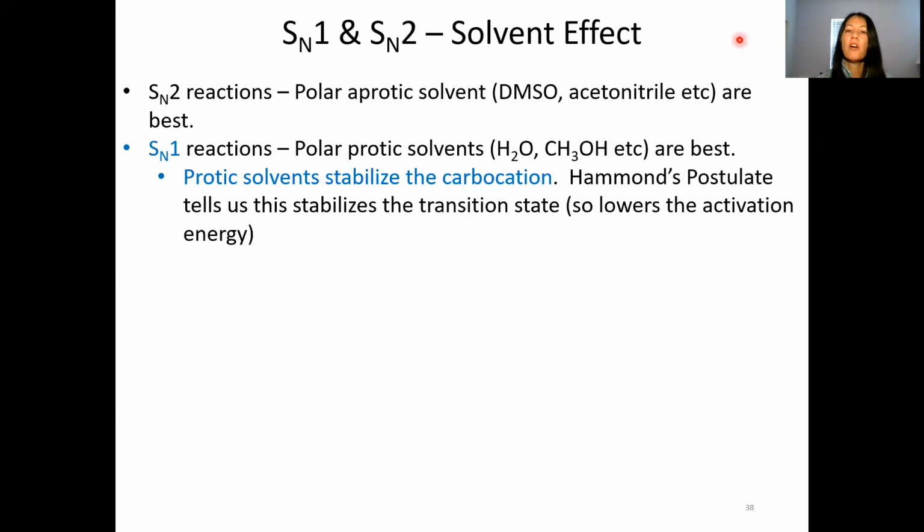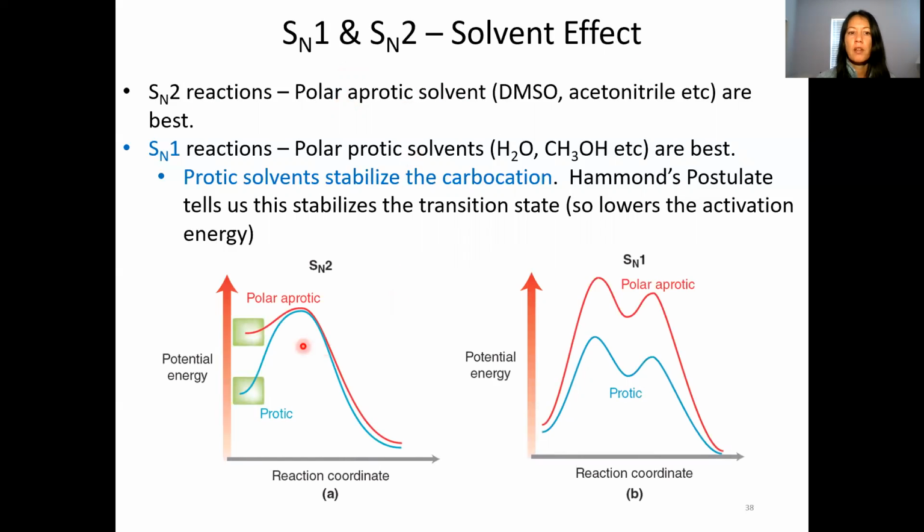Okay, I'm going to talk about solvent effects and leaving group effects and substrate effects. Solvent effects, we already talked about SN2 reactions like polar aprotic solvents. The reason is polar aprotic solvents for SN2 destabilizes the nucleophile, makes it higher in energy. So then it's closer to the peak. There's less of a hill to climb.